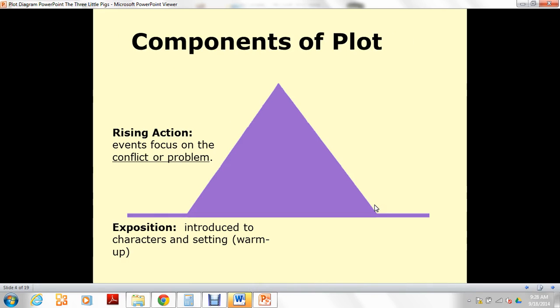Components of a plot diagram. First, you have the exposition. What does the exposition include? Character, setting, and conflict. Very good. What does rising action lead to? The rising action. Very good, Nia. Rising action leads to the climax. Very good.